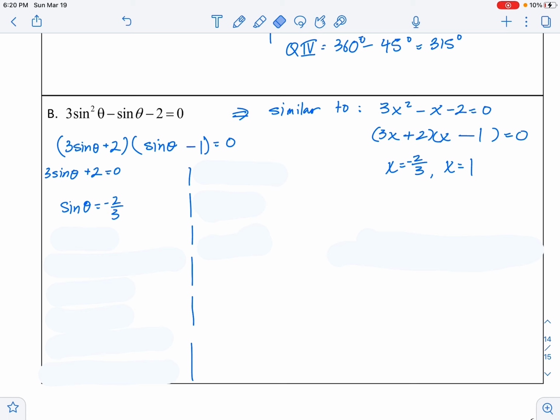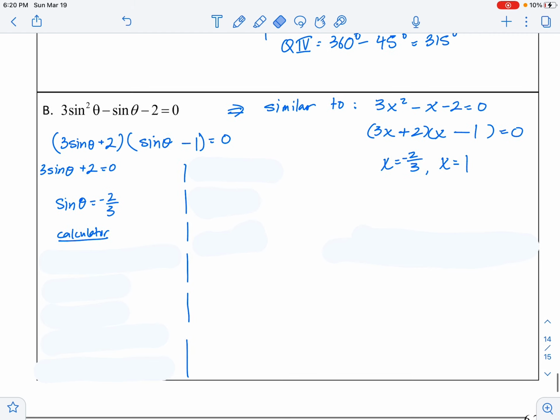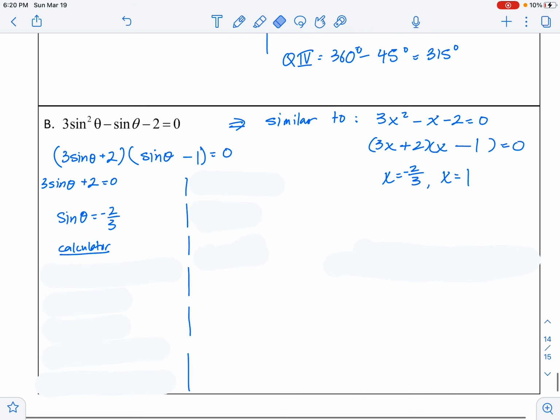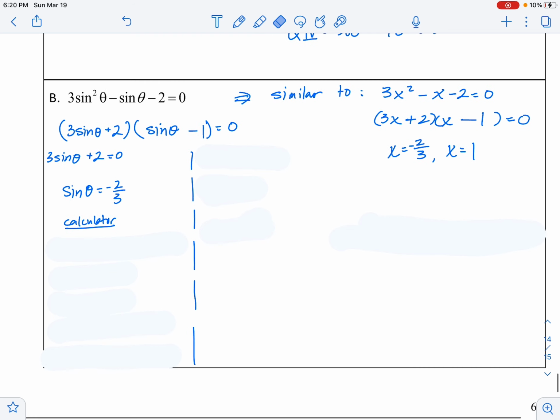Now this isn't one of the special right triangles that we know. This is actually not any of a 30, 45, or 60. It's not any of the quadrantals either. So this problem will actually require a calculator in order to approximate a value. So since our problem is in degrees, we want to make sure our calculator is in degree mode. And we are going to use inverse sine in order to find the correct value.